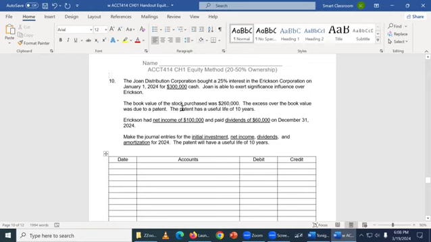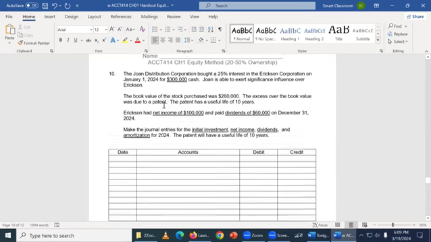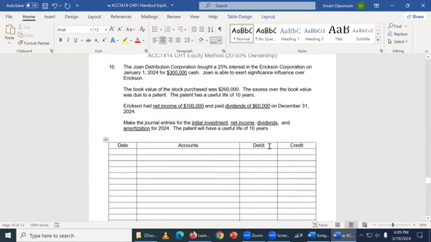Okay. Joan bought 25% of Ericsson Corporation. The book value of the stock was 260,000. The patent was okay. Well, let's do the easy entries first. All right.